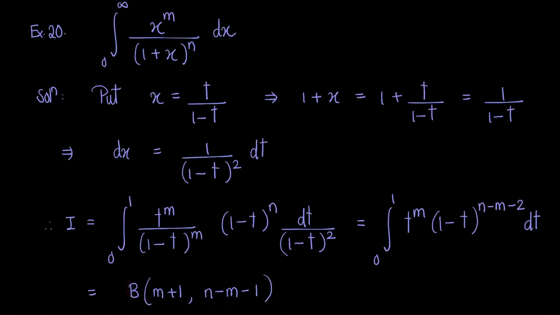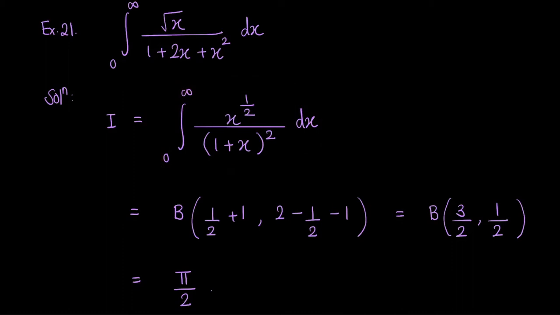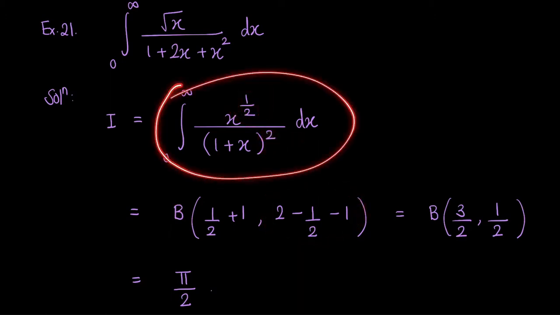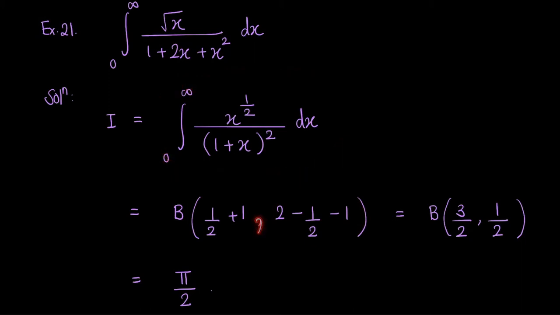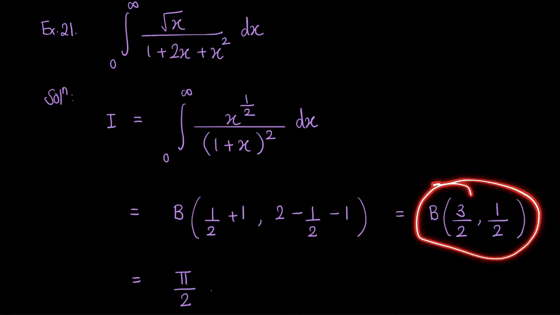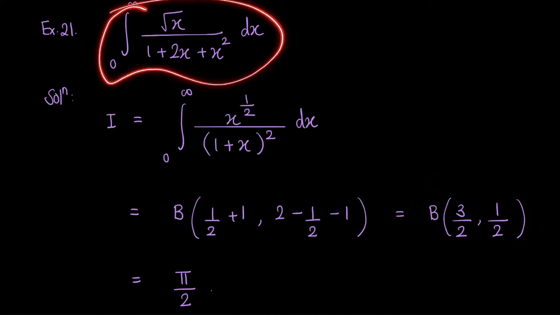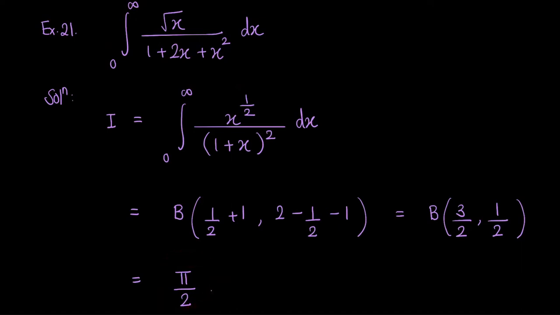So using this formula, the value of this integral will be beta of 1 by 2 plus 1, that is m plus 1, comma n minus m minus 1, that is 2 minus 1 by 2 minus 1. So the value of the integral will be beta of 3 by 2 comma 1 by 2. And if we solve this further by using the relationship between beta and gamma, the value of this integral will be pi upon 2.